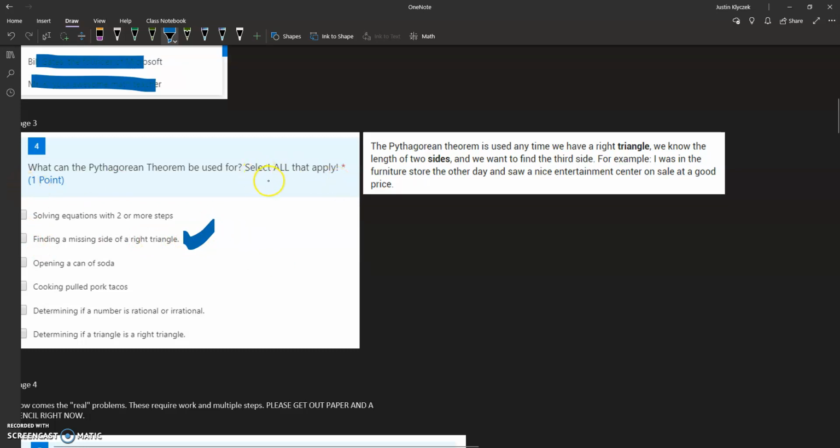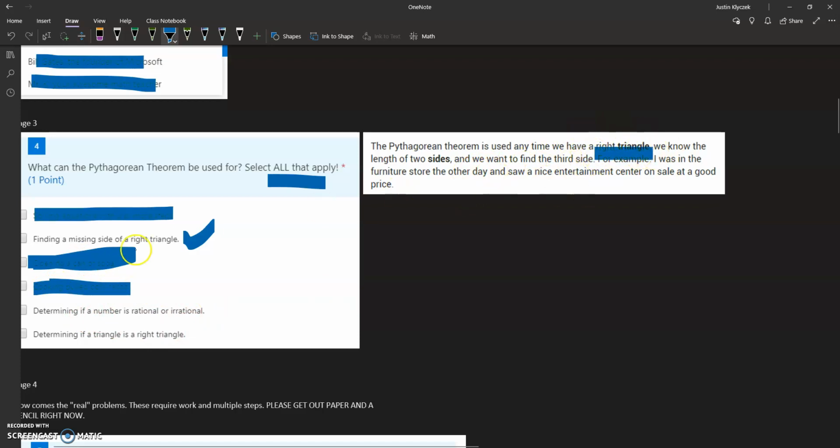But it says select all that apply, which means there's probably more than one answer. Solving equations with 2 or more steps. Nope. It has nothing to do with solving equations. I mean, you do kind of solve an equation, but that's not what its purpose is. Opening a can of soda. Nope. Cooking pulled pork tacos. Nope. Determining if a number is rational or irrational. Looking at that passage again, right triangle. That has nothing to do with right triangle, so that would be a no.